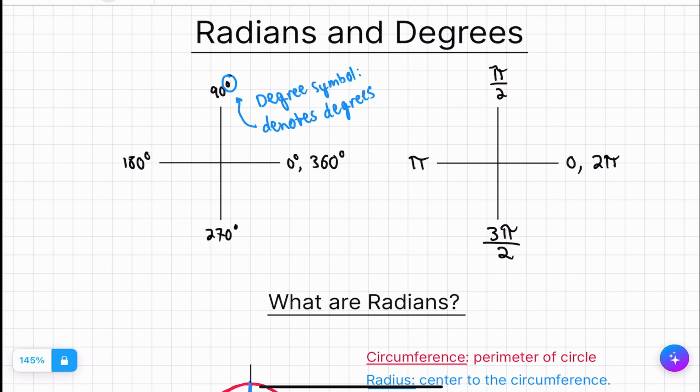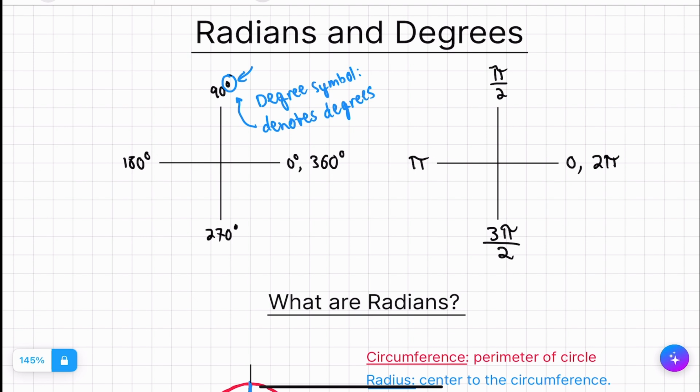In our previous video, we talked all about the four quadrants, like you see here, and we talked about them using degrees. We did so because most people are comfortable with degrees because we see them in our everyday life. When working with degrees, you'll always see them denoted by the degree symbol. So you can tell if you're working with degrees or radians based on if you see the symbol or not.